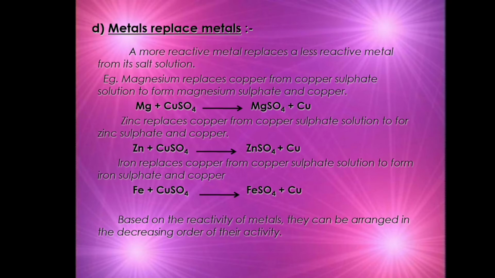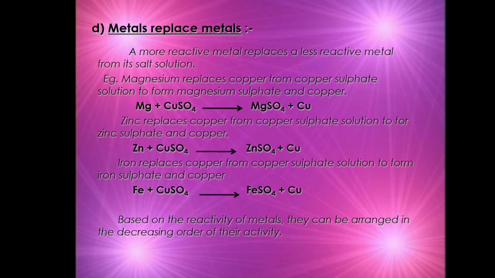Now let us see how metals replace metals. A more reactive metal replaces a less reactive metal from its salt solution. For example, magnesium replaces copper from copper sulfate solution to form magnesium sulfate and copper. Then, zinc replaces copper from copper sulfate solution to form zinc sulfate and copper.